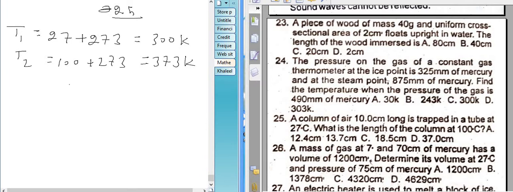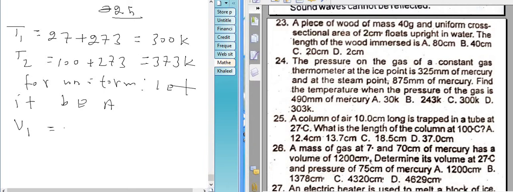Now, for uniform area, let it be equal to A, meaning the area is constant. So V1 is the length given, which is 10, times the area, because volume is length times area, so V1 is 10A. And again, V2 similarly is L2, which is what we are looking for, times the area, which is L2A.